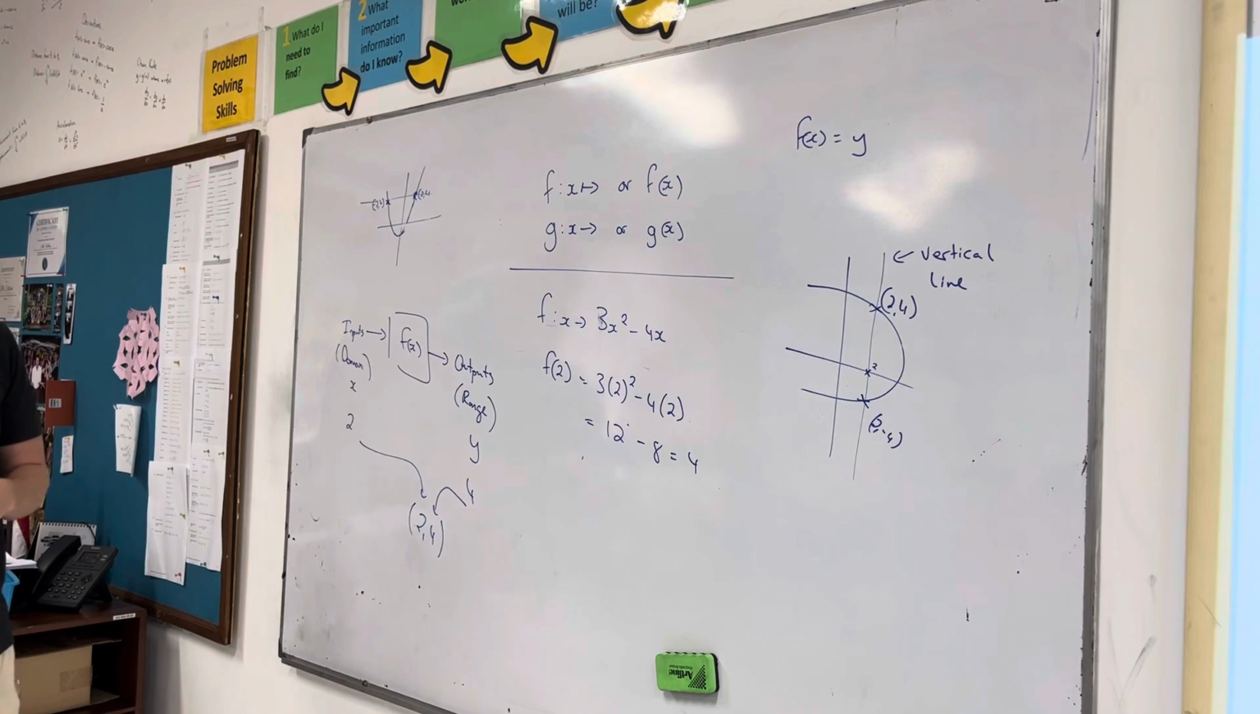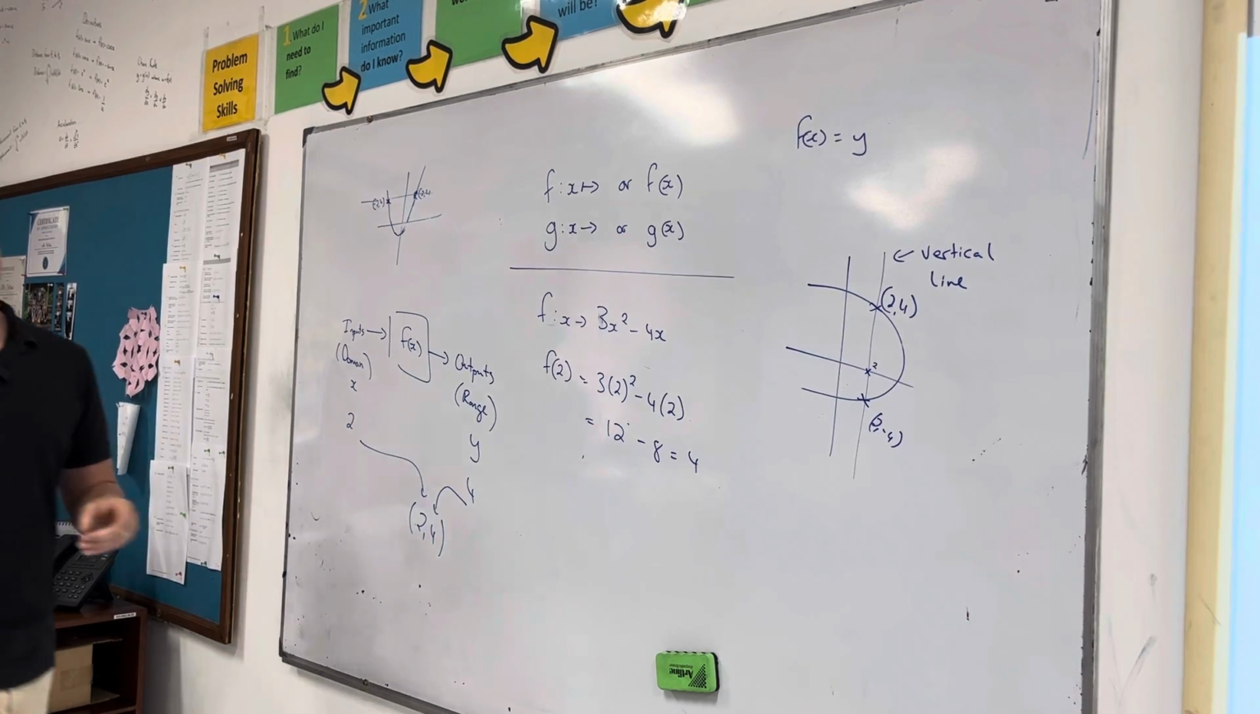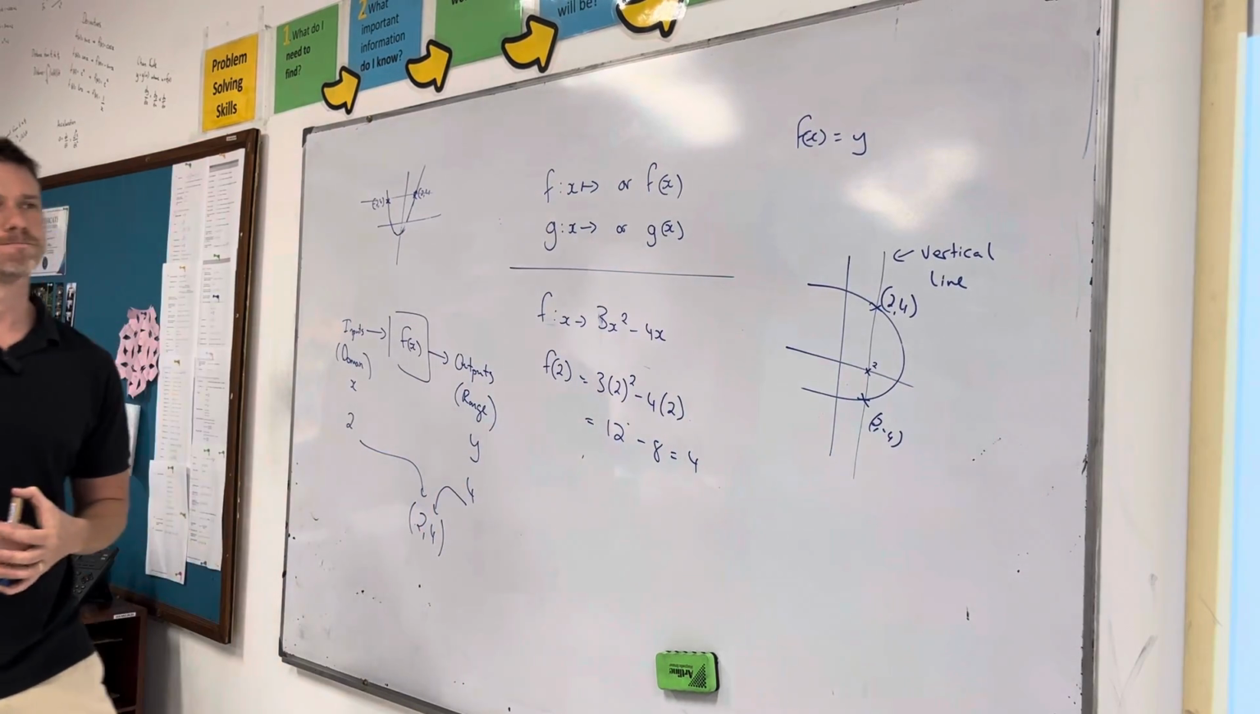Maybe that's too much information, but it could be useful to know. The vertical line test is useful to know, because they could just ask the question, is this a function? And if you draw a vertical line through it at any point and it crosses twice, it's not a function.